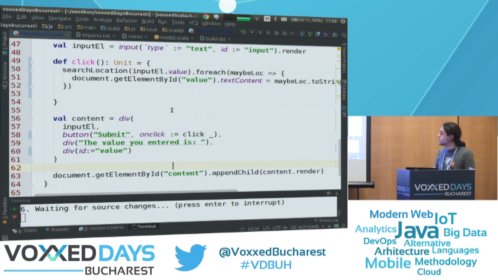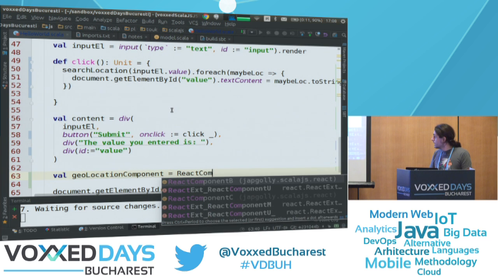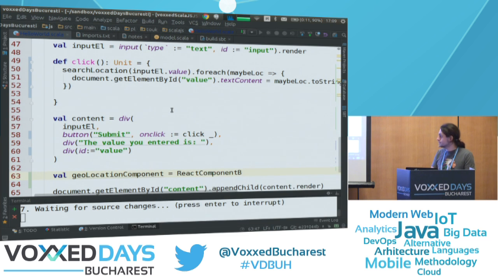So how are we going to proceed? First, let's develop some simple component that will display our location that was returned by the search service with the comments. So how are we going to do this? Geolocation component. First, we want to define it. And we use the builder of the Scala.js React.